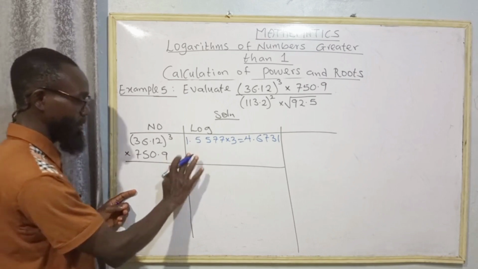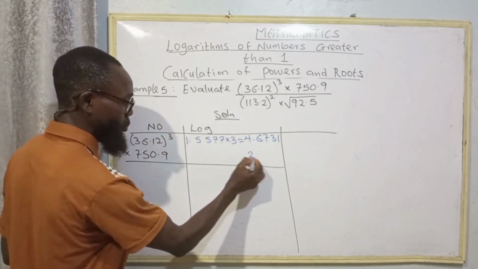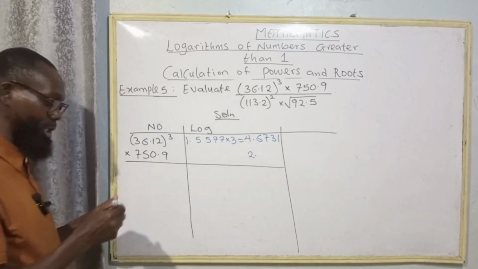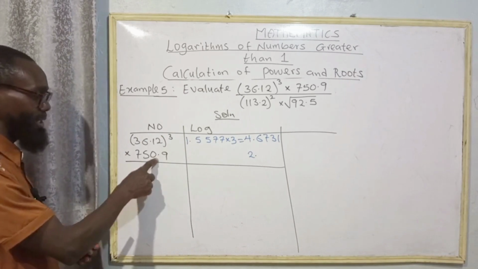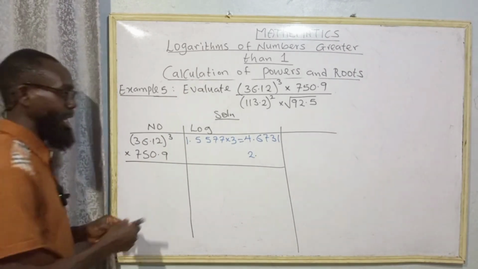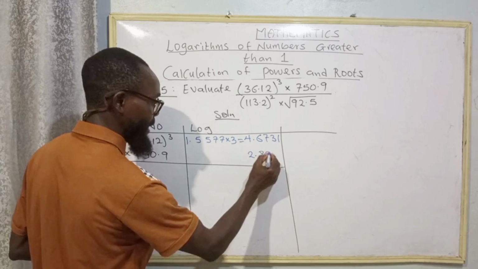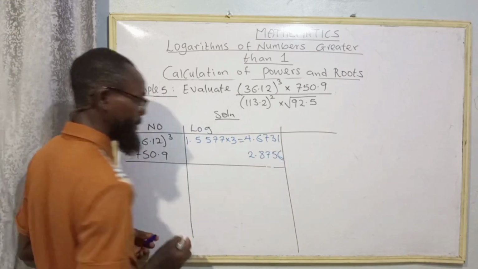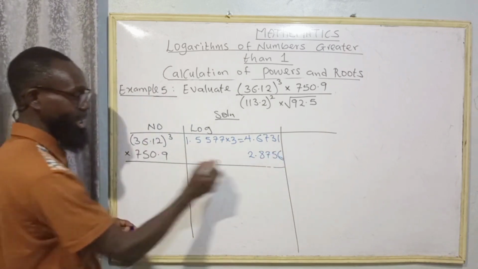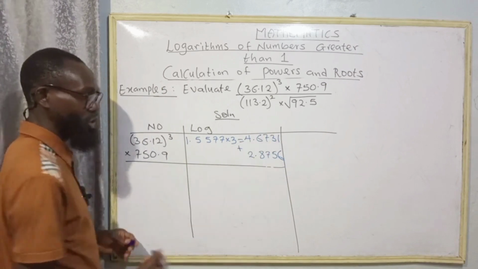If we look at the second one, no power, no division. So let's just shift this one here. 2 points. Now check your logarithm. 75 under 0 difference 9. So we have 8756. Now this multiplication changes to addition. So we add it up.